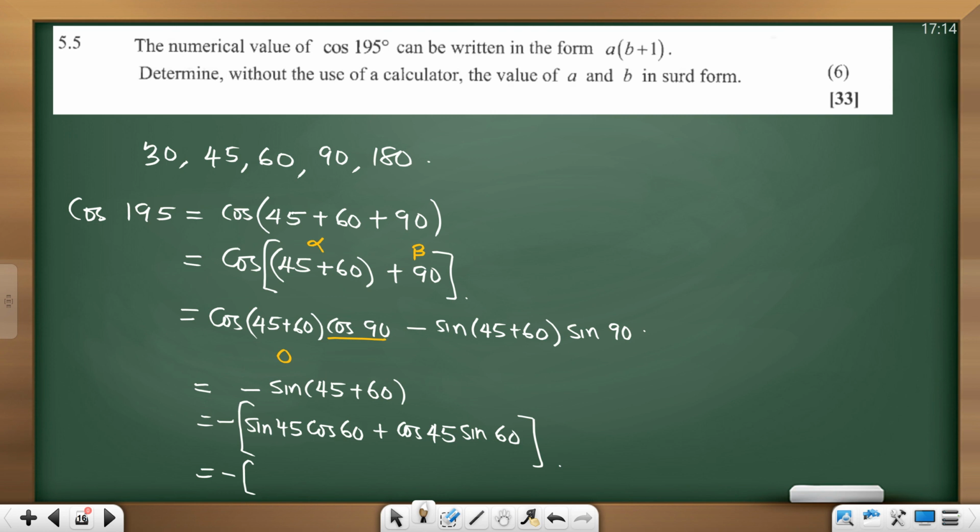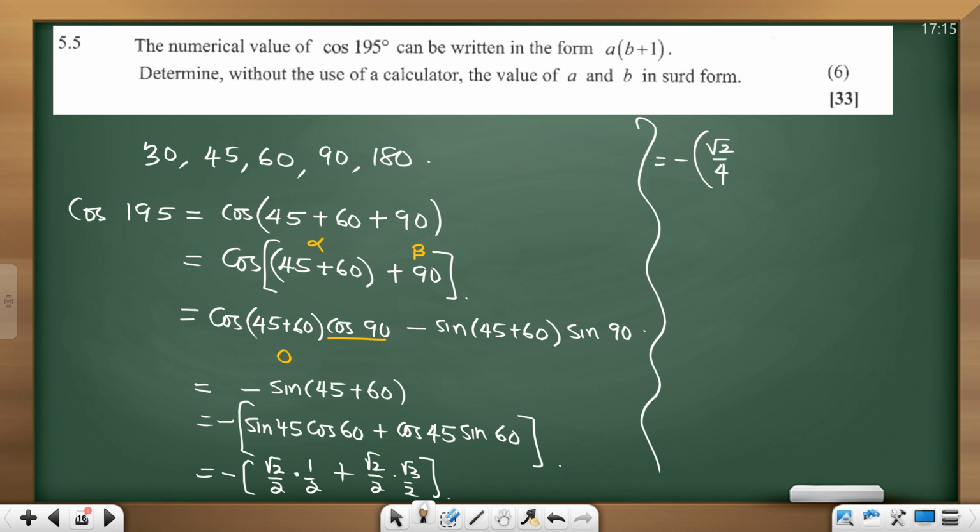All right. Negative. What do we have? What is sine 45? Root 2 over 2. What is cos 60? Half. Is that fine with us? Plus, what is cos 45? Root 2 over 2. What is sine 60? Root 3 over 2. We're just following the rules of maths. We've not broken any law. So, what would that give you? Negative root 2 over 4, plus what do we have?